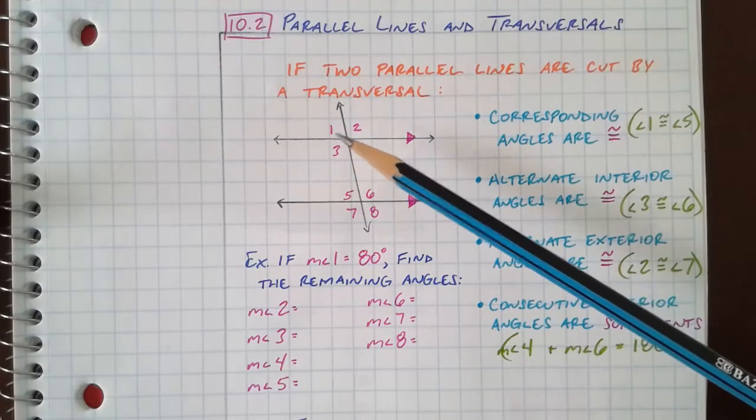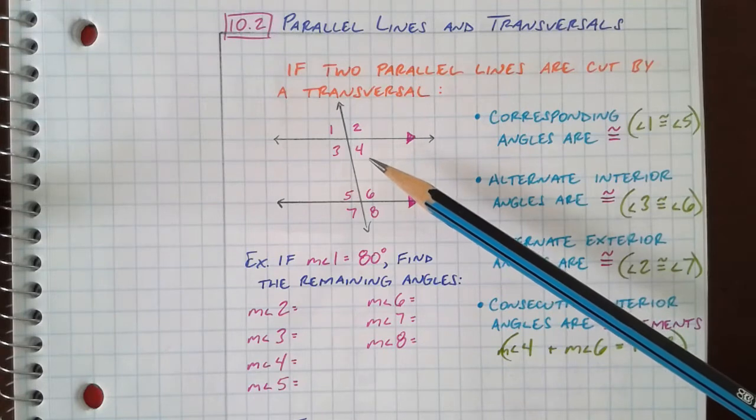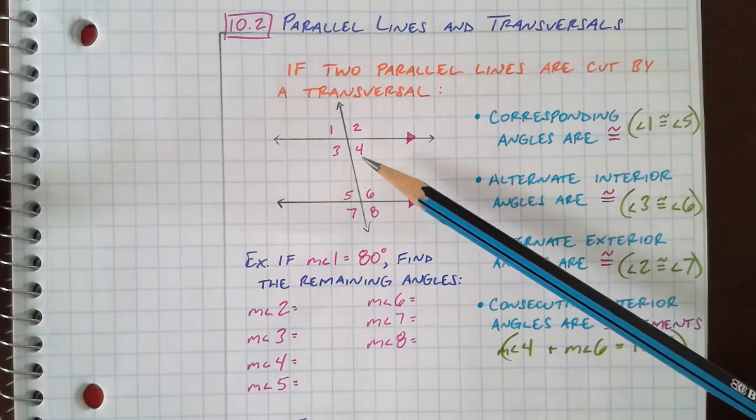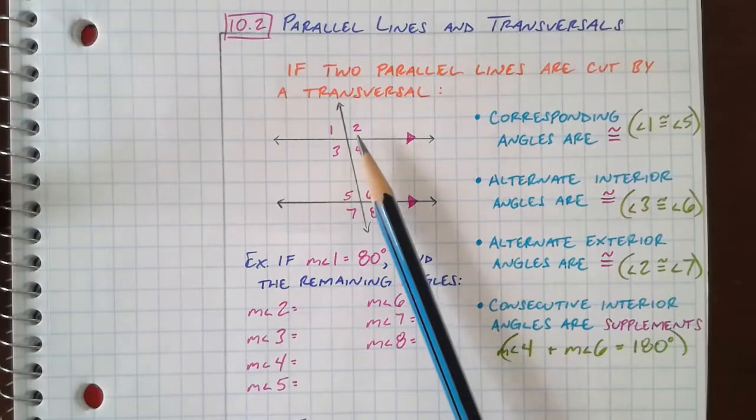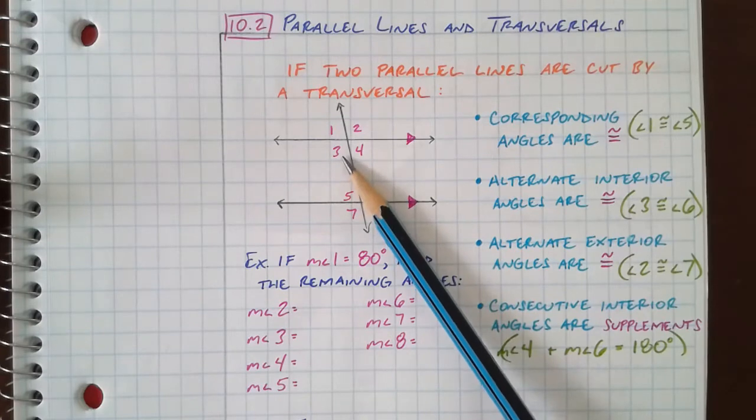So for instance, if angle 1 we're told is 80 degrees, that's going to force angle 4 to also be 80 degrees because they're vertical angles. So in your margin, make sure you understand that vertical angles are congruent. And you can write in that 1 and 4 are vertical angles, so they have to be the same. 2 and 3 are also vertical angles, we just don't know what they measure yet.